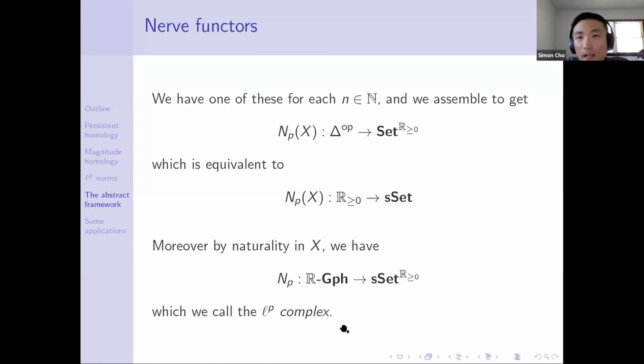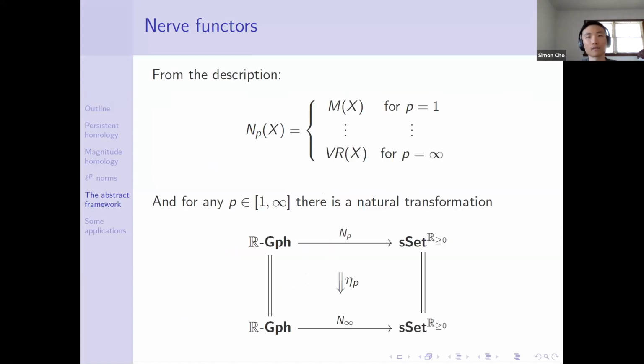So this is what we call the LP complex. And so the L1 complex is just the magnitude complex, and the L infinity complex is just the Vietoris-Rips. Okay. Yeah, and so I guess that's exactly what this is. Also notice that for any value of P, there's a natural transformation, in fact, an inclusion, from the LP complex into the Vietoris-Rips complex.